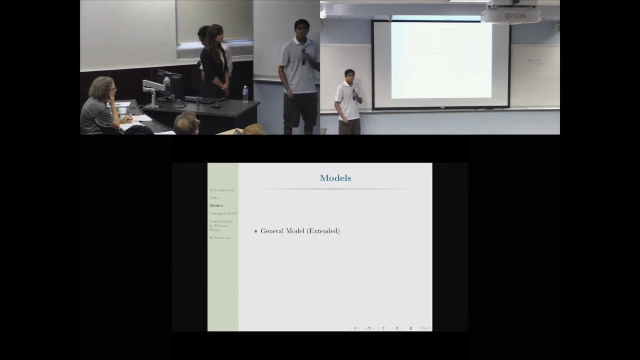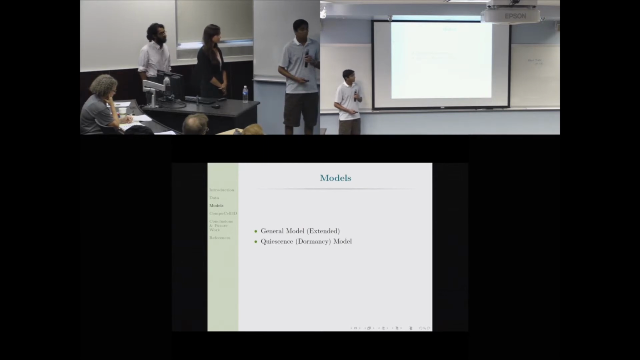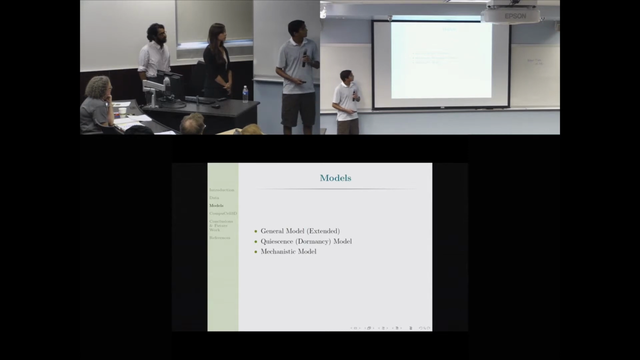In this talk, we'll discuss the development and analysis of 3 mathematical models that we've worked on for the past 8 weeks. We'll first discuss a general model, which is an extension of the model published by Gill et al. We'll next discuss a model that's also an extension of this general model that accounts for quiescence or dormancy of Mycobacterium tuberculosis. We'll finally discuss a mechanistic model which accounts for macrophages, infected macrophages, and the immune response.